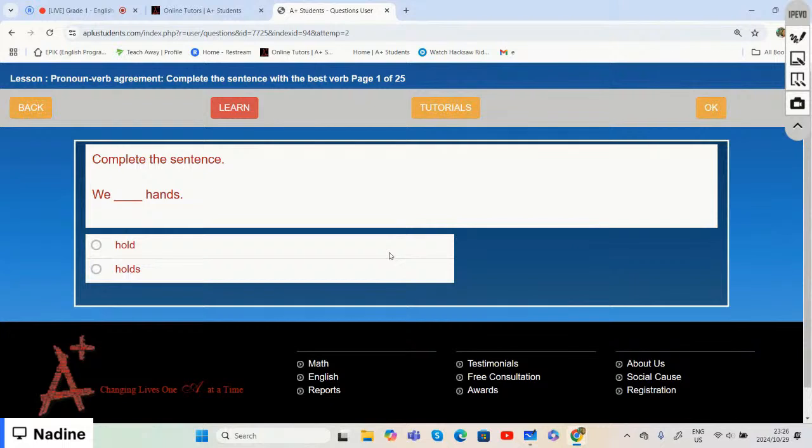Now we're going to start our test. You need to complete the sentence by choosing the correct verb. Remember, we said that if more than one person or more than one thing does an action, our verb does not end with an s. If one person or one thing does something, our verb ends with an s. We is more than one person. Do we say we hold hands, option one, or we holds hands, option two? Which one is correct?